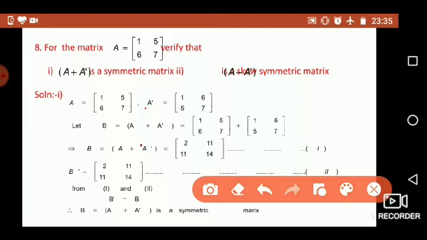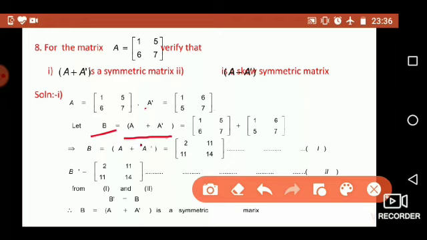Now let me begin with the first question. The given matrix A is equal to 1, 5, 6, 7. Therefore, its A dash is obtained by replacing the first row by the first column and the second row by the second column. Therefore, this is our matrix A dash. Now let me first find A plus A dash. Let me denote A plus A dash as matrix B.